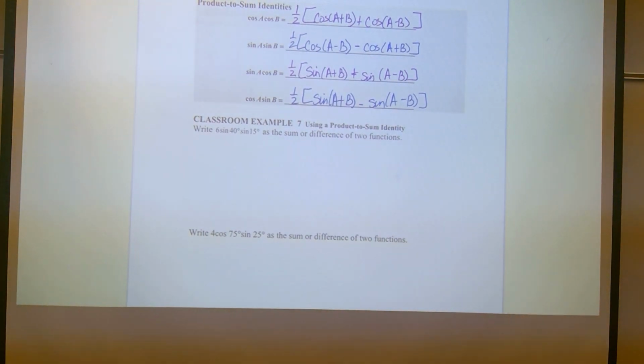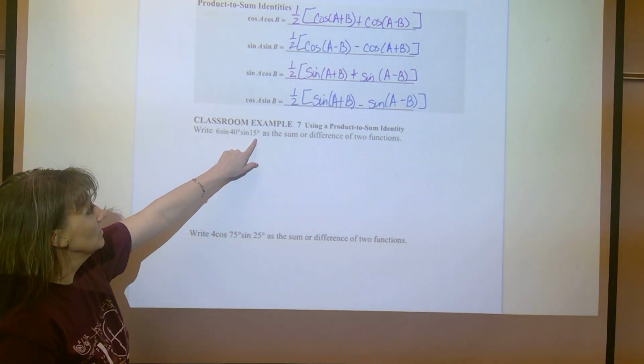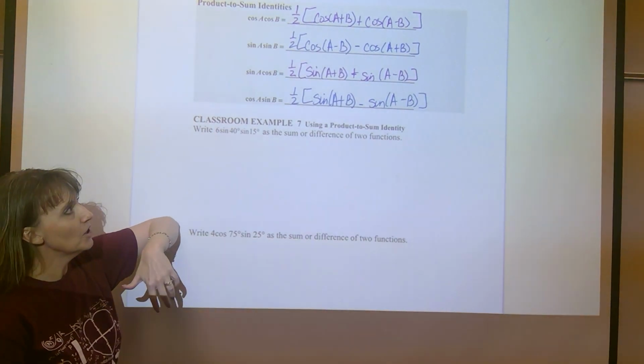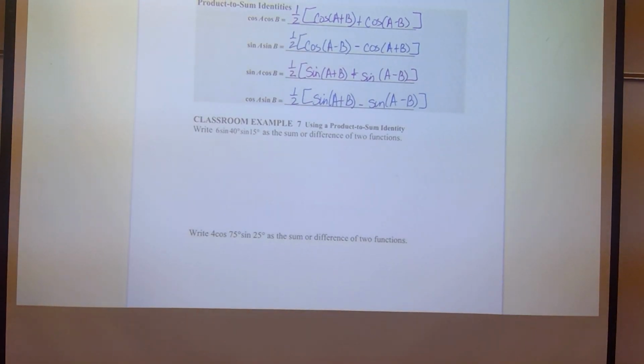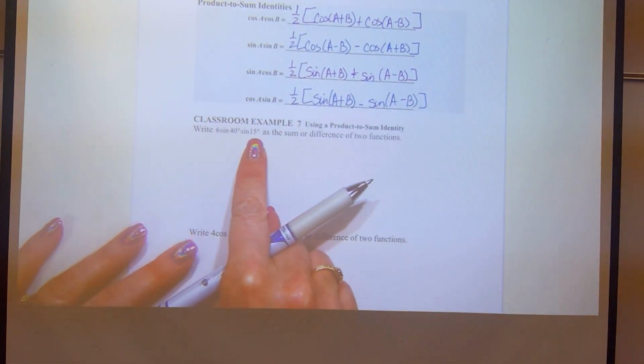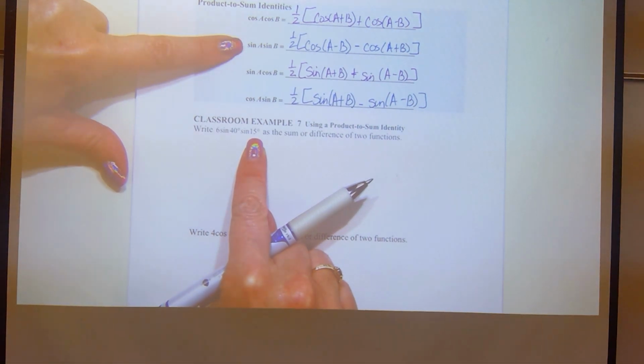All right, example 7, using the product to sum identities. This is really much more straightforward than it feels like when you're writing down those clumsy identities. You're going to take what you're given, identify first angle, second angle, figure out what you need to do with this coefficient, and then plug in what you know. Okay, so we are using sine sine. That is this second identity right there.